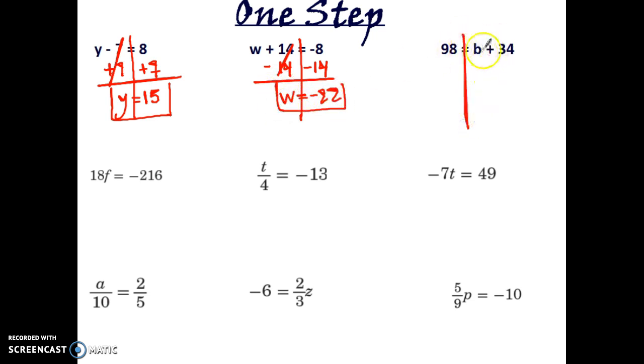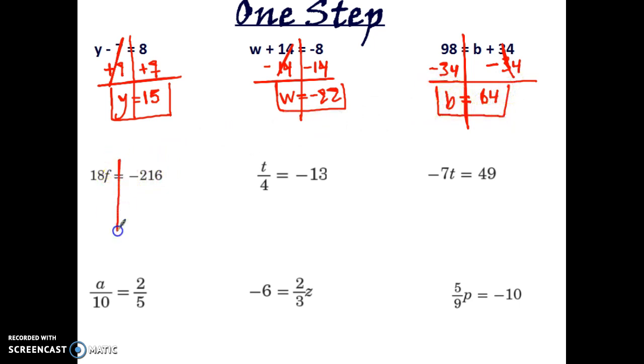Okay, here, people get confused, but we've seen this already with the last section. B plus 34. 34 was added to B to give me 98. Well, if I take the 34 away, I will usually write my B over here so people don't get confused. So this gives me 64.